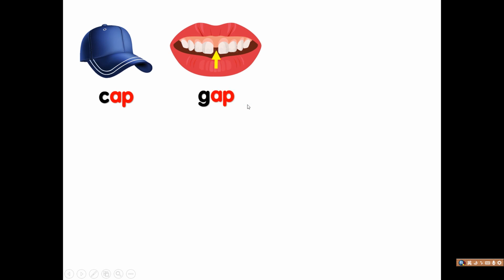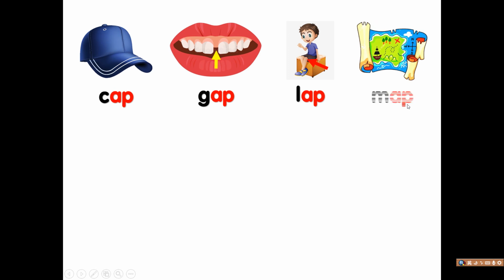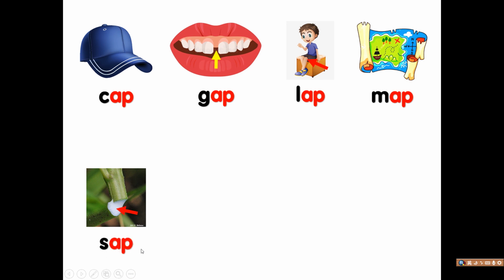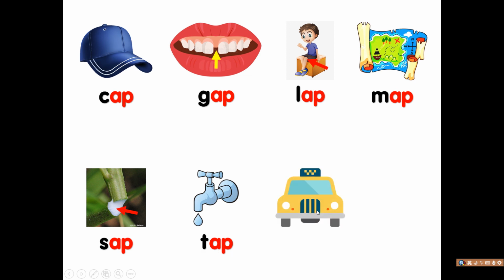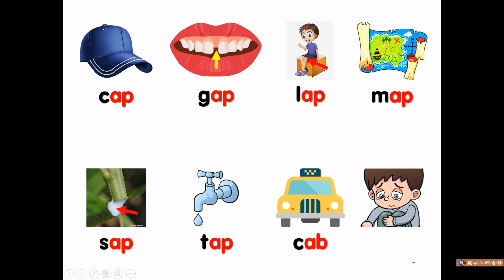What is this? Cap. How to spell? C-A-P, cap. What is this? Gap. G-A-P, gap. What is this? Lap. L-A-P, lap. What is this? Map, M-A-P, map. Sap, S-A-P, sap. Tap, T-A-P, tap. Cap, C-A-B, cab. Sad, S-A-D, sad.